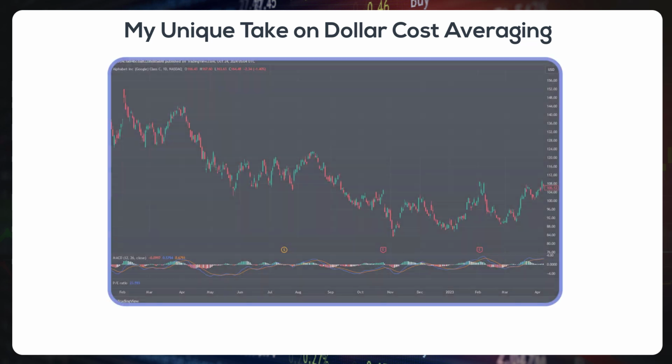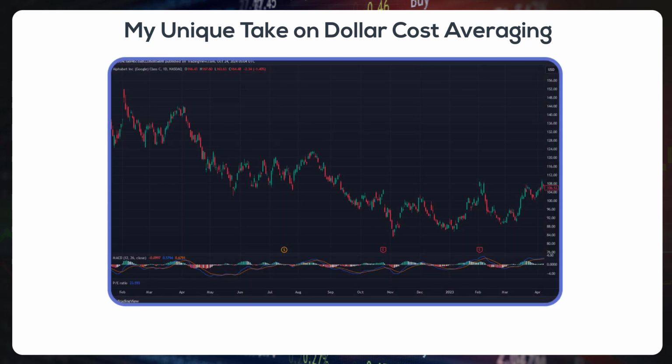Another example was Google during the bear market period of March 2022 to November 2022. The stock price, which had a 20-to-1 stock split during this time, so I will refer to the current chart price to keep things simple, kept dropping from $144 all the way down to a low of $84.